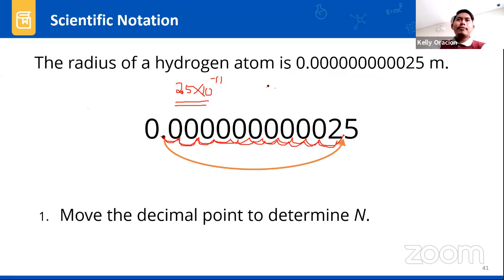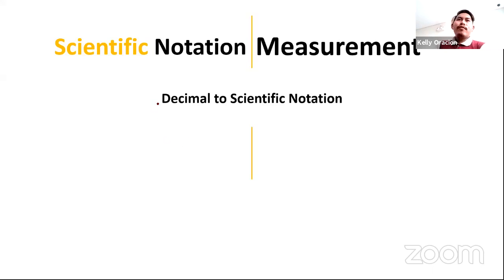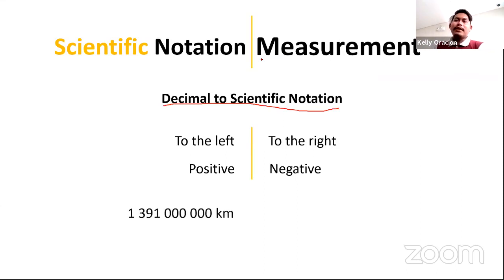Okay, so next. Okay, again ha. So for decimal to scientific notation, please take note: to the left, it's positive. Pag move to the right, it's negative. Okay? Now, let's have a practice test. Kindly chat your answer.